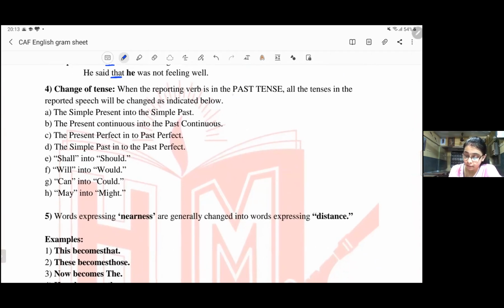Past tense. All the tenses in the reported speech will be changed as indicated below. Simple present into simple past. Present continuous into past continuous. Present perfect into past perfect. Simple past into past perfect, and shall into should, will, would, can, could, may, might. We had done modal auxiliary also. So you all should know the functions also.